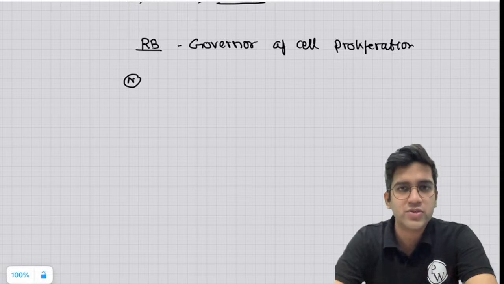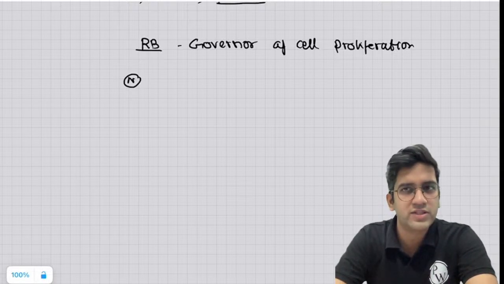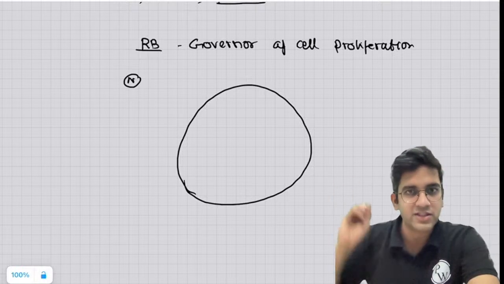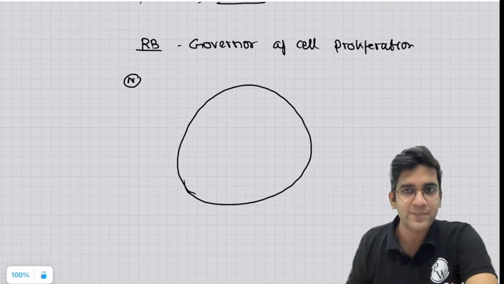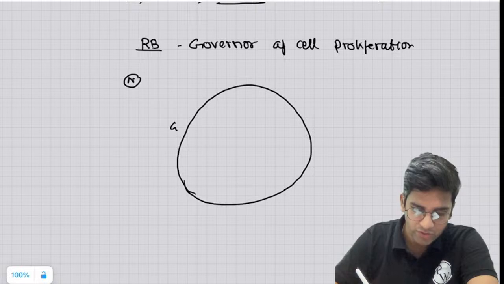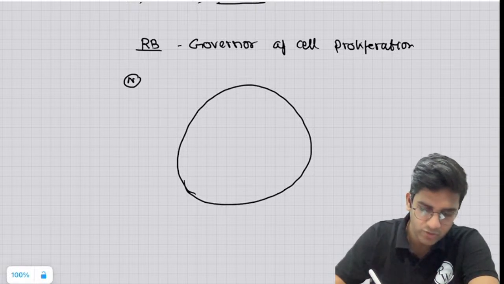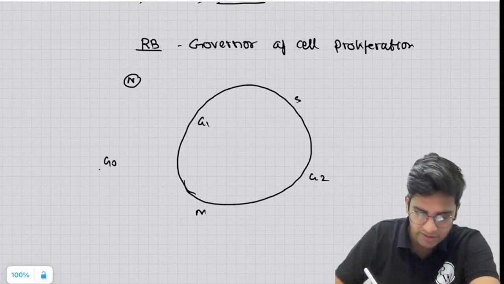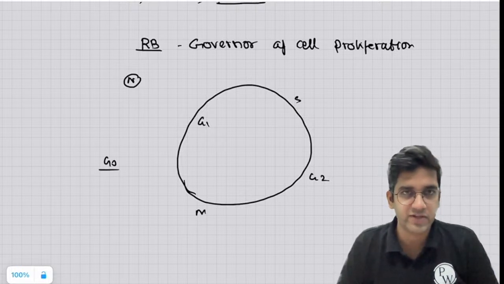Anyone tell me what are the phases of the cell cycle? You must have read about the cell cycle, right? So let's draw a cycle. Not a good cycle, but it's fine. The phases of the cell cycle: you will have G0. G0 is the resting phase. You'll ignore that. We have G1, we have S, we have G2, and we have M, right? So G0 is a resting phase, right?